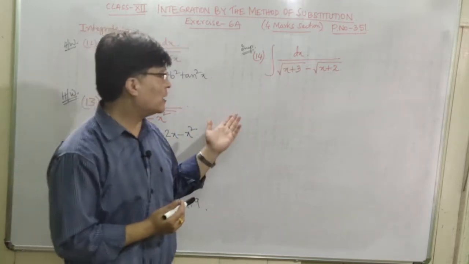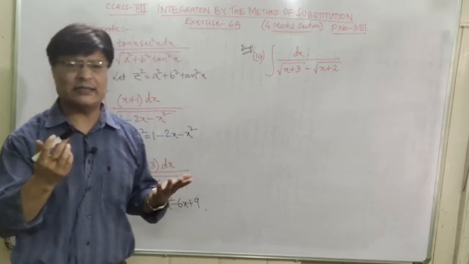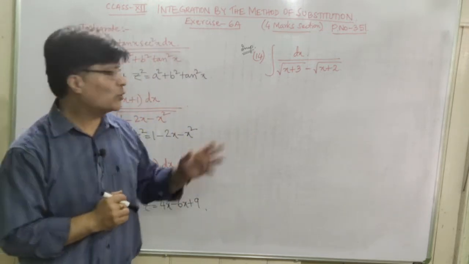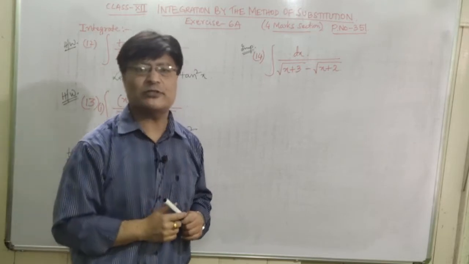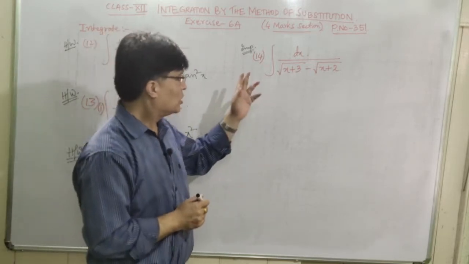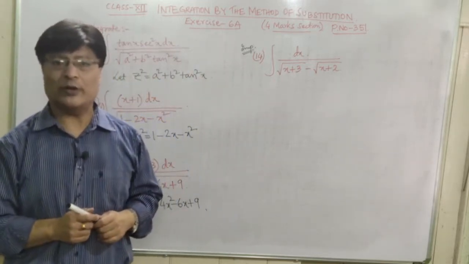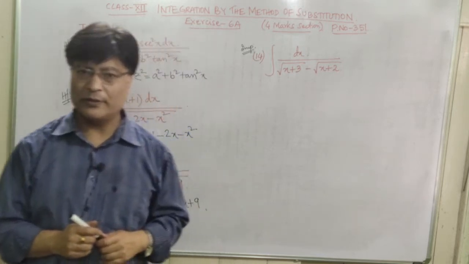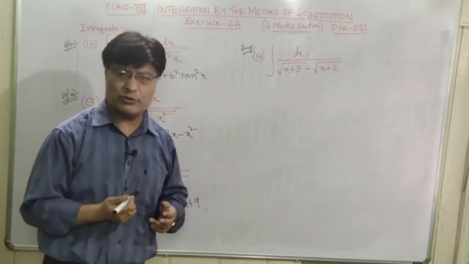If you differentiate root over x plus 3 minus root over x plus 2, you are getting a different term. You are not getting 1. So in this case, you cannot use the method of substitution. Okay? So let us rationalize the square root from the denominator. You know how to rationalize the square root from the denominator, isn't it?